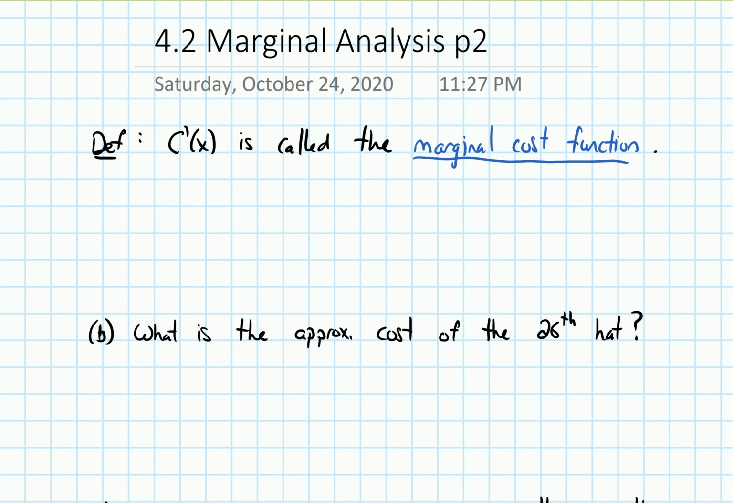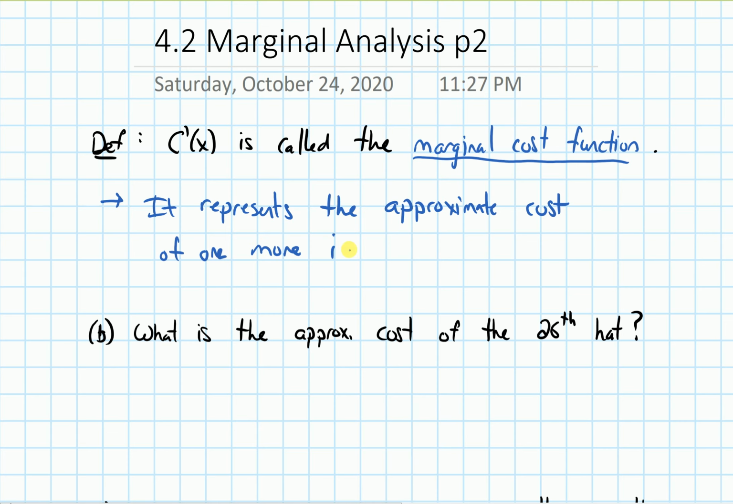All right, so next we're ready for a definition. So we've seen that there's a connection between C prime, the derivative, and estimating the marginal cost. So because of that, C prime of x is called the marginal cost function. So it represents the approximate marginal cost, approximate cost of one more item after the xth item. Okay, so when we say marginal cost function, we actually mean approximate marginal cost function, because the derivative will approximate the marginal cost.